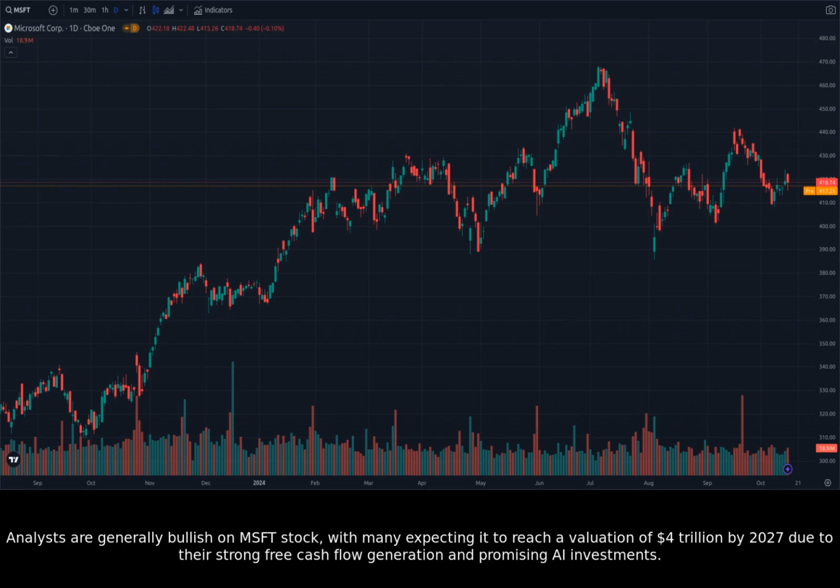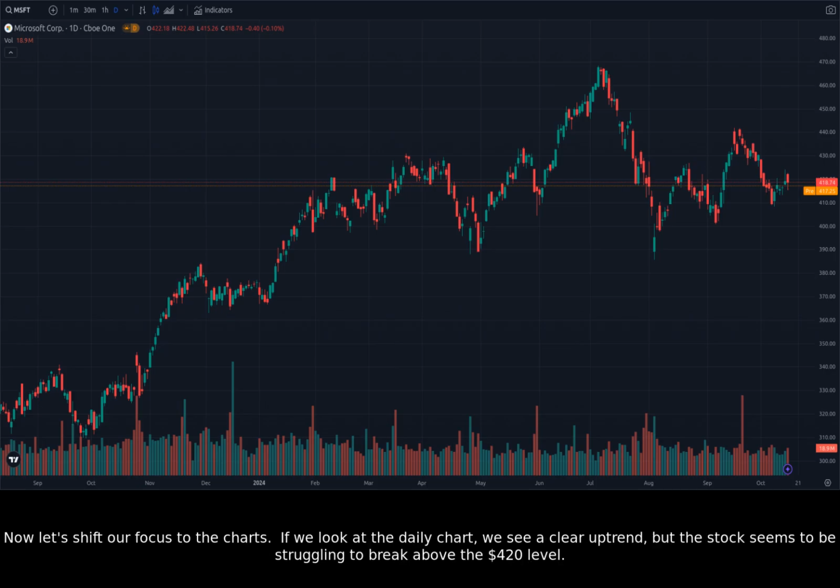market. Analysts are generally bullish on Microsoft stock, with many expecting it to reach a valuation of $4 trillion by 2027 due to their strong free cash flow generation and promising AI investments. Now let's shift our focus to the charts.